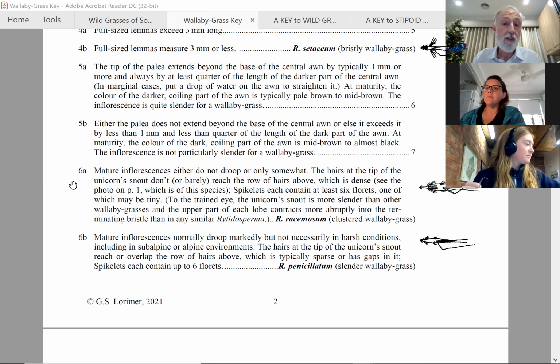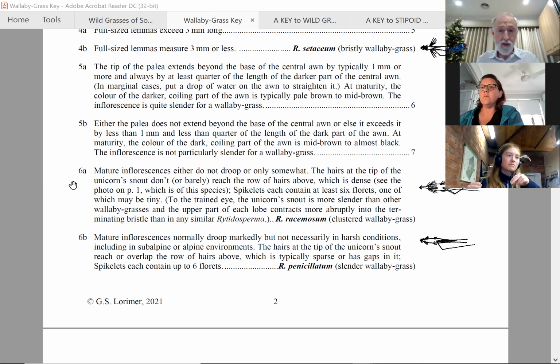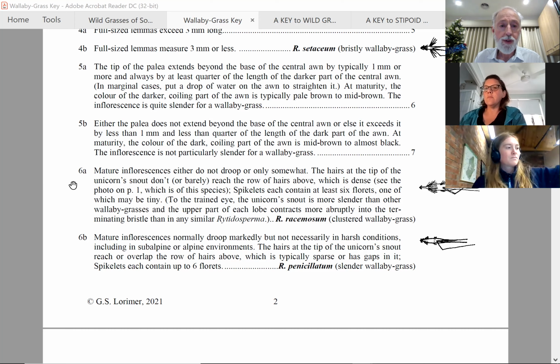That's a bit subjective, isn't it? Particularly on the margins, that can be tricky. The next thing is the hairs at the tip of the unicorn's snout don't, or barely, reach the row of hairs above. And I'm hoping you'll see that the hairs fit that category.